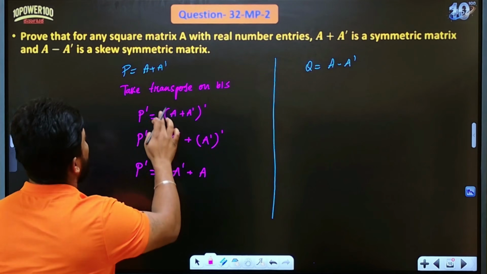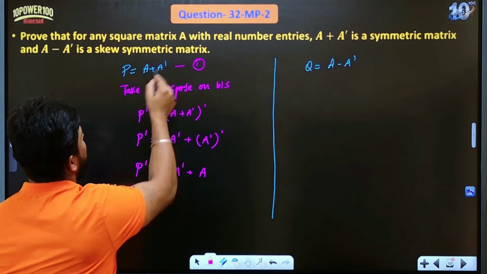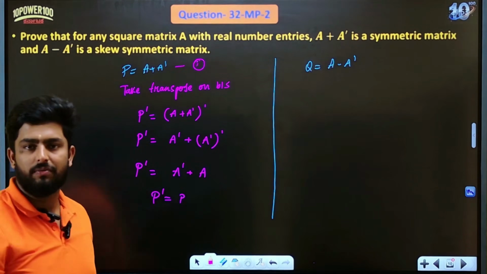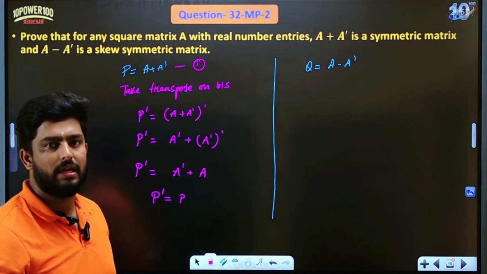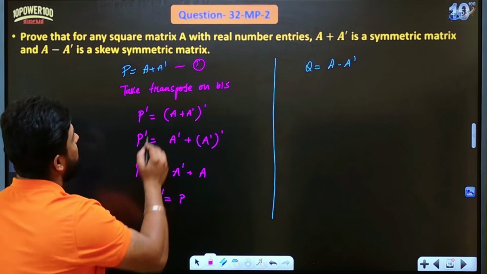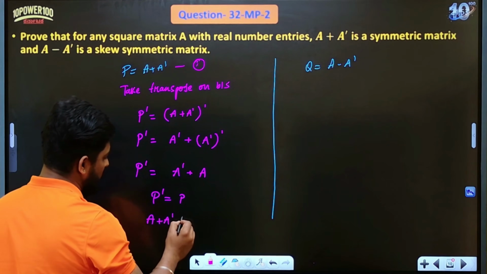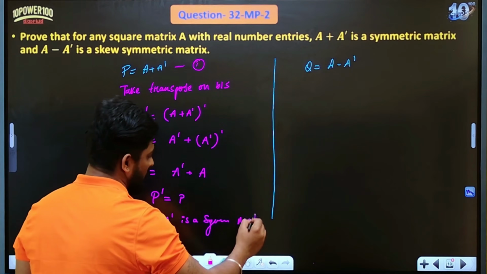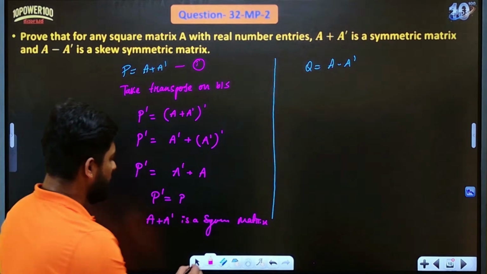Okay, look at this, A plus A dash. Now take equation number 1. So by equation number 1, A plus A dash can be taken as P. So P dash is equal to P. If P dash is equal to P, after taking the transpose, if you get back the same matrix, then we can call it a symmetric matrix. So we can say that A plus A dash is a symmetric matrix. That's it. So this is about the symmetric matrix.